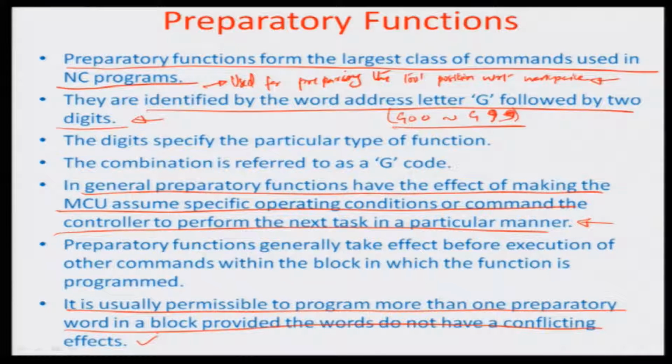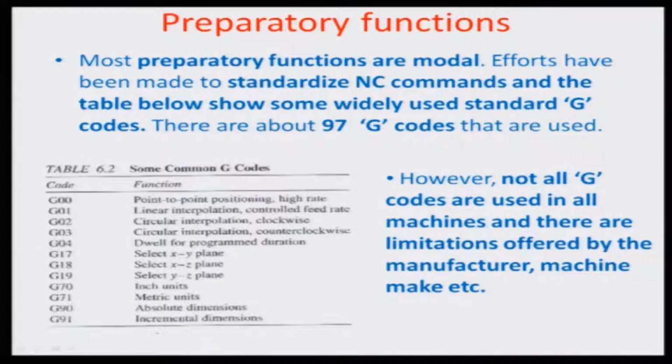You have to be very careful while using the preparatory commands, or multiple preparatory commands, within a single block. So, let us look at some of the very widely used or commonly used G codes which are available. For example, G00 signifies point to point positioning at a high rate. G01 similarly signifies a linear interpolation at a controlled feed rate.